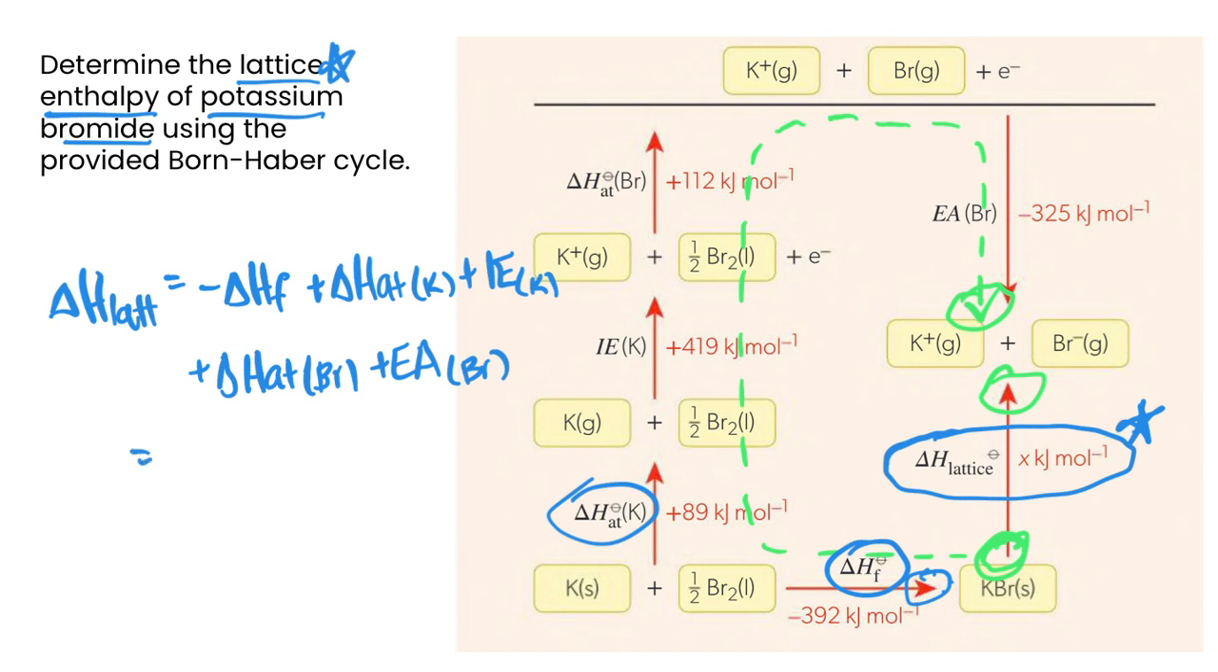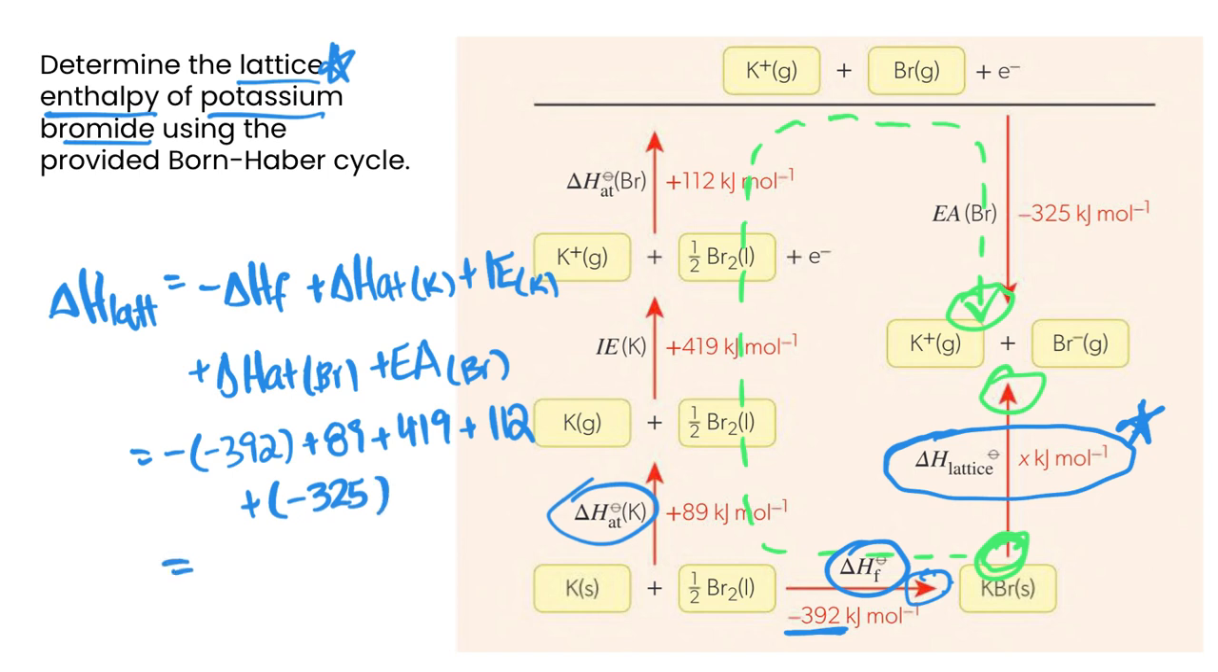So let's go through now and put in all our values. So instead of negative 392, I guess we could go negative 392. And then we're going to add 89, 419, 112, and negative 325. So if we do this calculation, we should get 687 kilojoules per mole.